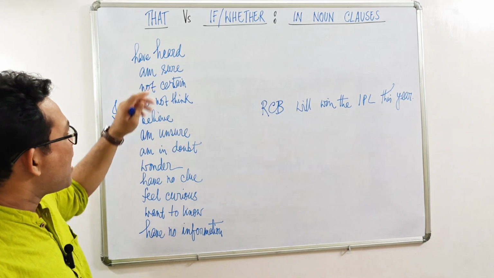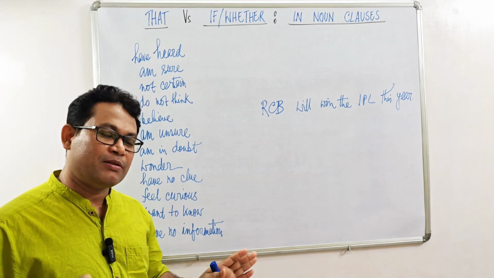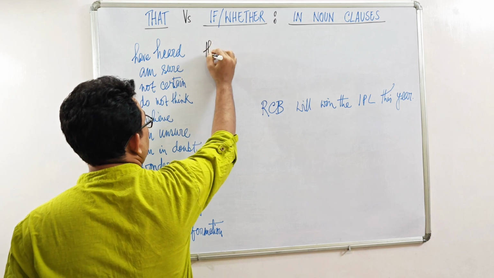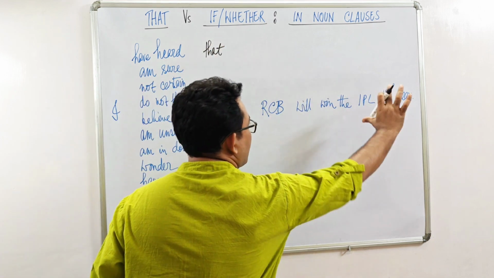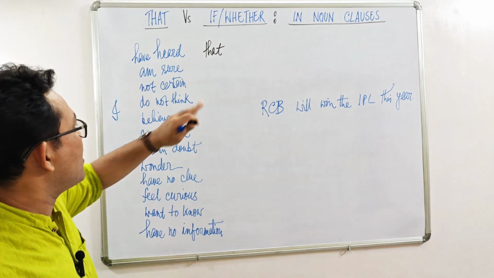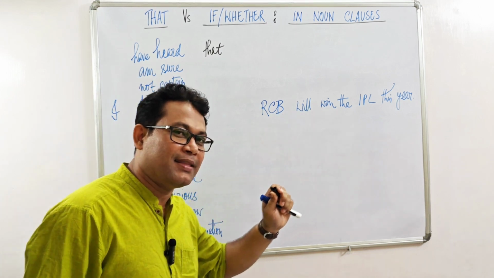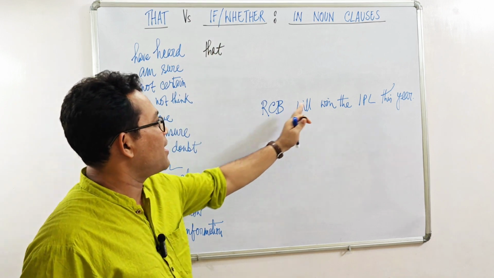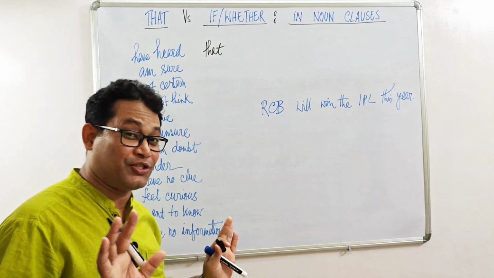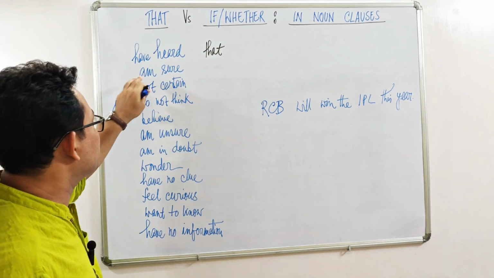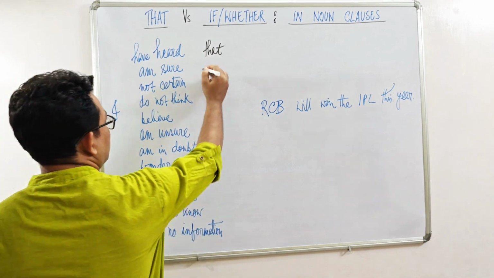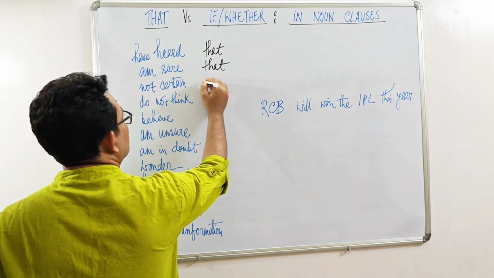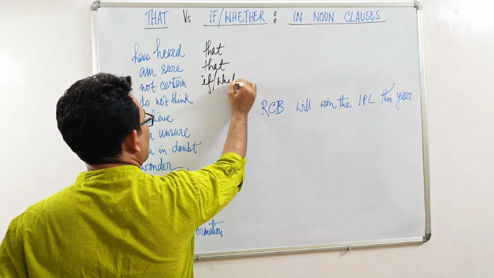Okay, the first one, I have heard. So I have heard means I have definite information. That means we have to use that. I am sure about this fact. So the sentence is, I have heard that RCB will win the IPL this year. We must not say, I have heard if or whether RCB will win the IPL this year. That's wrong. So we have to use that. Next, I am sure. The indication of certainty. So we have to use that. Again, not certain. It should be if or whether.